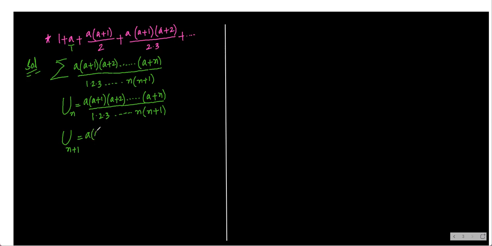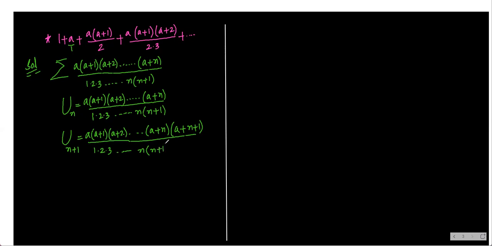a into a plus 1 into a plus 2, and so on and so on, a plus n, a plus n plus 1. Yes, very good. Now you understand. a plus n will be replaced with n plus 1, a plus n plus 1. n plus 1 whole divided by 1 into 2 into 3 and so on. n as it is, n plus 1 as it is.